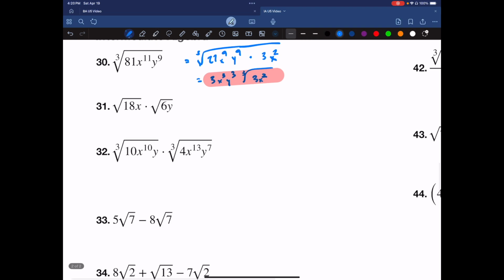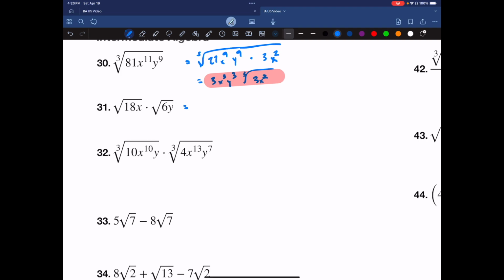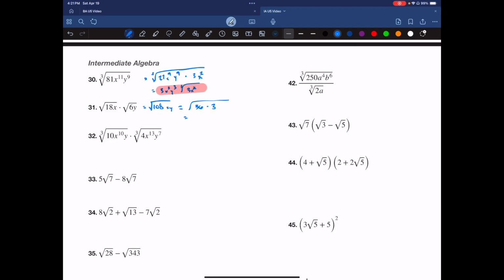On 31, you're going to multiply before you simplify. 18 times 6 is going to be 108 xy. And so when I do that, I need to simplify that. And you can do this in part or in whole, but the biggest perfect square that goes into 108 is 36. 36 times 3, and the xy, I'm just going to put with the 3. And so it's going to be 6 square root 3xy for my answer.